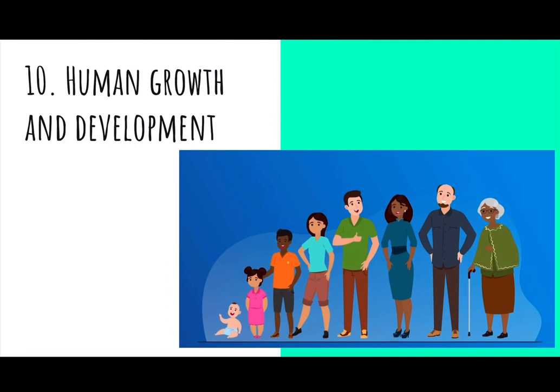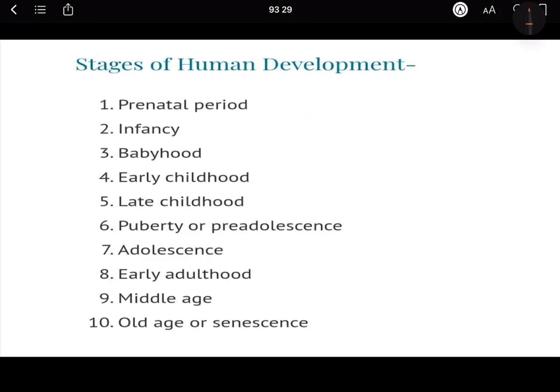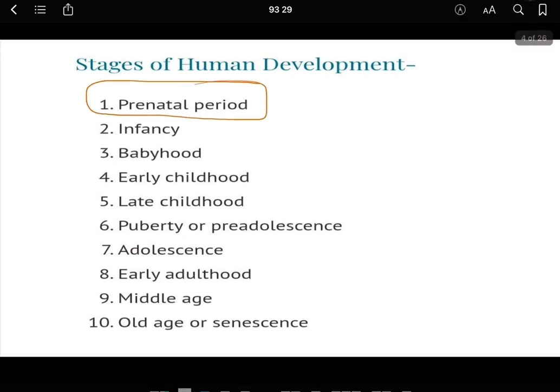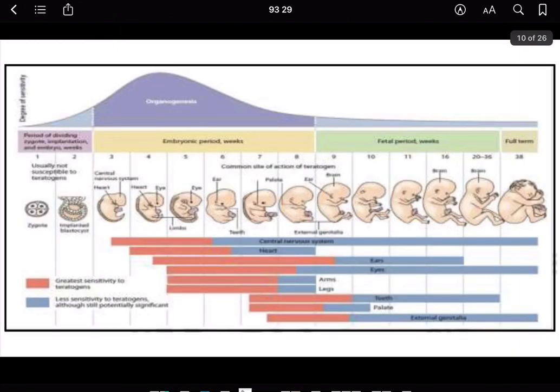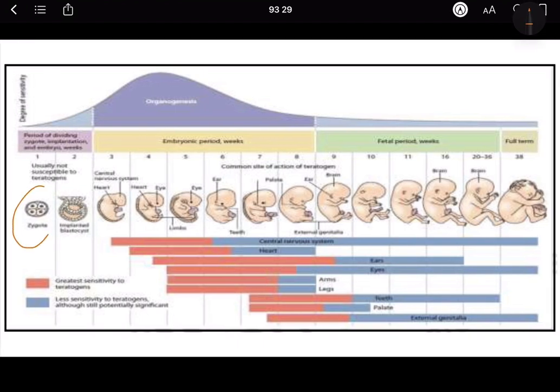So yesterday we had started our next chapter, that is human growth and development, and we had talked about the first phase of development, that is the prenatal period, right? And I told you that I'll show you the pictures, and with that we can revise a bit. So you can see this picture, this is a zygote, okay?